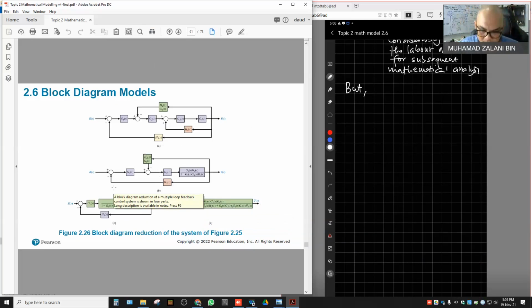Alright. But when simplified, when we simplify to one block, the transfer function becomes more complex.